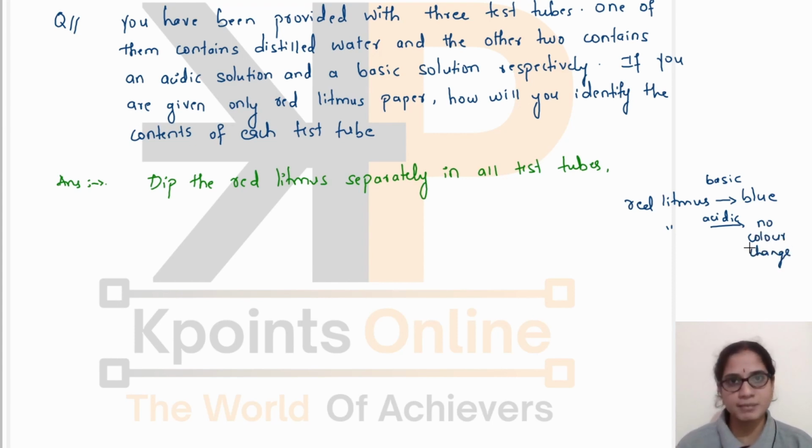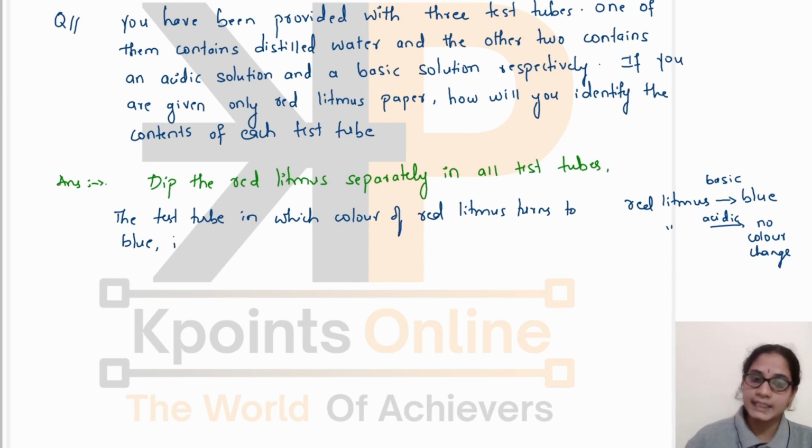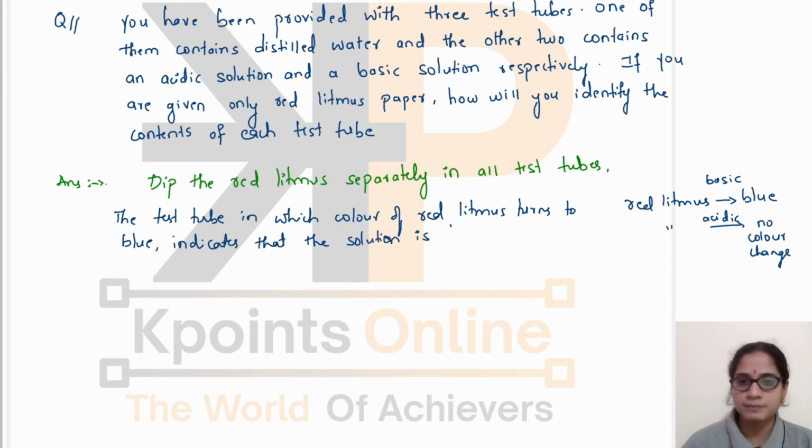Then what is the color of litmus in neutral solution? It is purple. By this technique, we can understand which of the given solutions is acid, base or neutral. The test tube in which the color of red litmus turns to blue indicates that the solution is a base, because red litmus turns blue in basic solution. So we have found that one of the test tubes contains base.